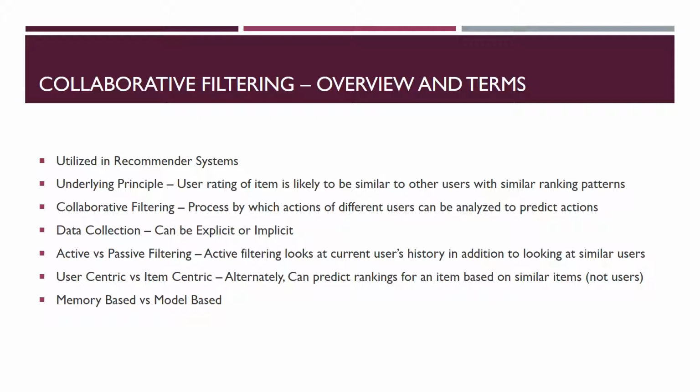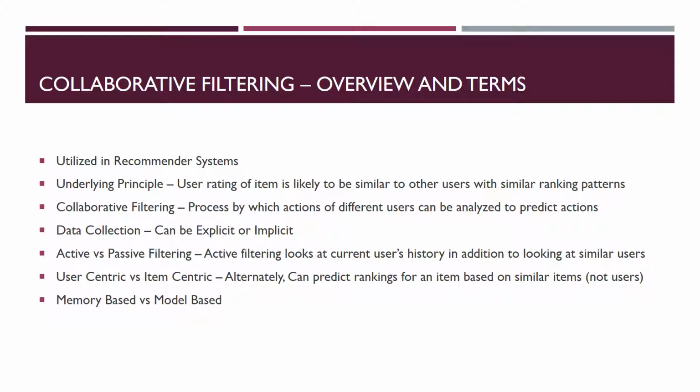The data collection in the collaborative filtering algorithm and implementation can be either explicit or implicit. Explicit collection could refer to, for example, actually collecting user rankings for different items. Filtering itself, that is the act of making predictions, can be active or passive. Active filtering looks at a current user's history in addition to looking at similar users' behavioral patterns.